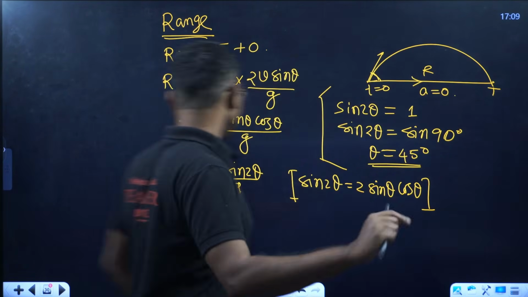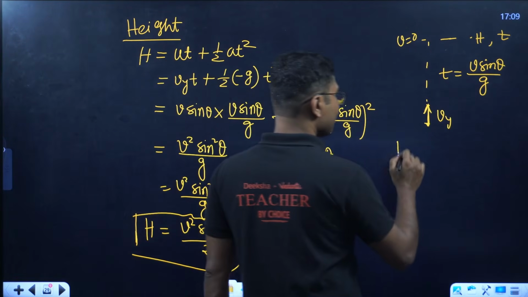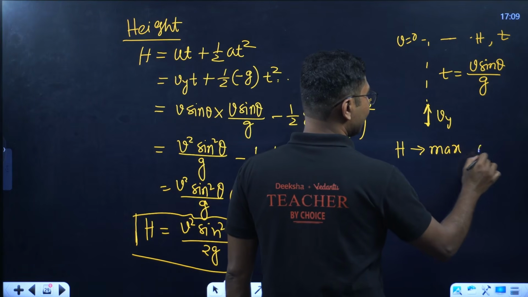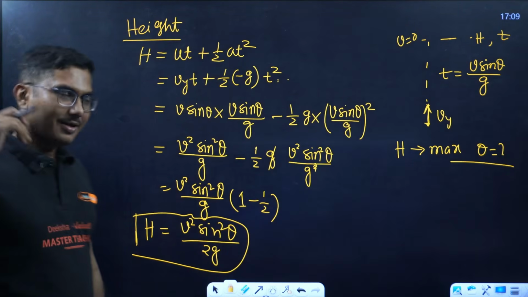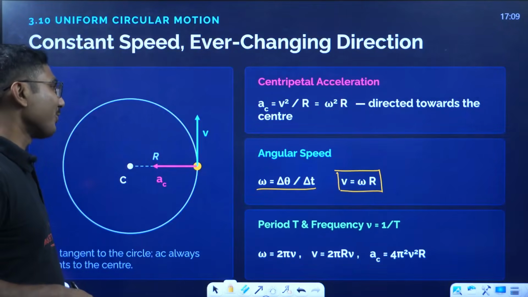Okay, another tricky question: when will the height be maximum? Height is maximum for what theta? This is a homework question. Try to figure it out and answer me in the comment section below.